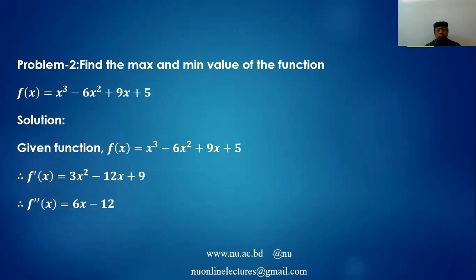দেখো গিভেন ইকুয়েশনস f of x equal to x cube minus 6x square plus 9x plus 5. This is the given equation.